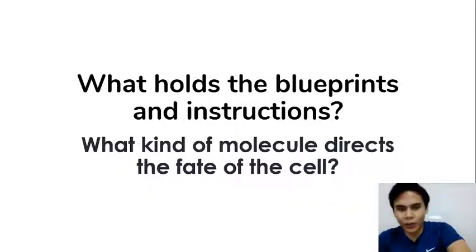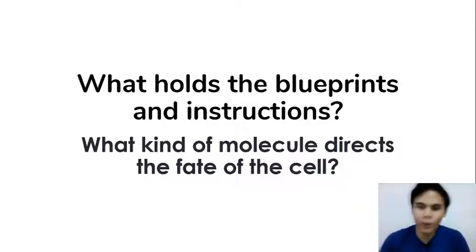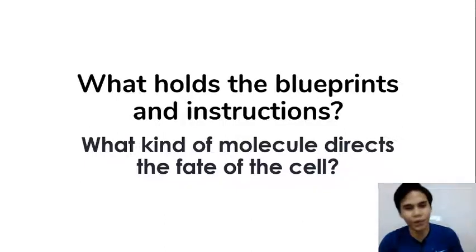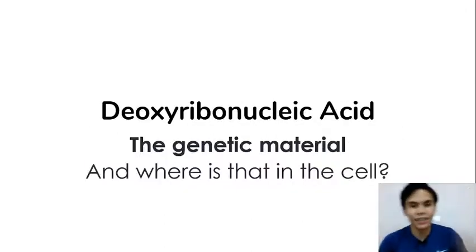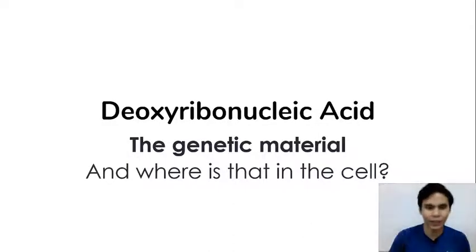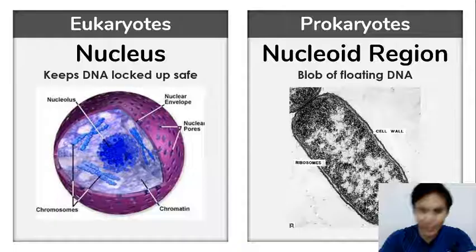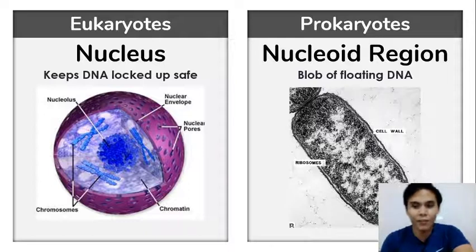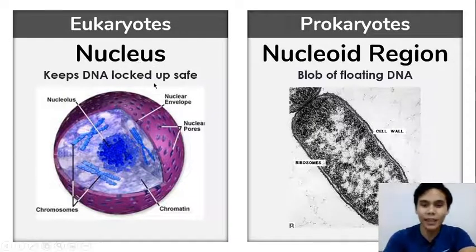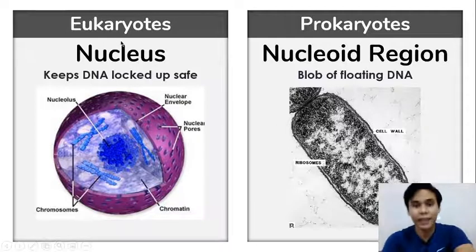We're going to go through this in this format. What holds the blueprints and the instructions? What kind of molecule directs the fate of the cell? That's basically the DNA, or the deoxyribonucleic acid. It's the genetic material, and all cells need to have DNA. So where does that get stored in the cell? It depends on the type of cell. For eukaryotes, it's kept in the nucleus. It keeps the DNA locked up safe inside the nucleus. In fact, that's where you get the name eukaryote, meaning they have a true nucleus.